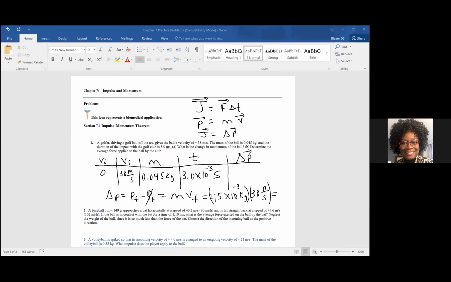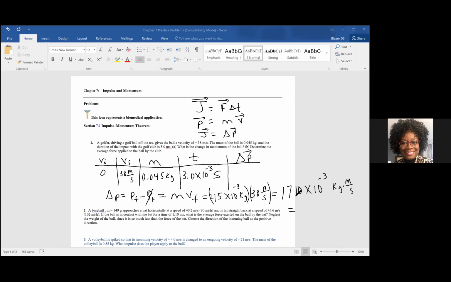Okay, now, once you give me the answer, I want you to do this. First of all, multiply 45 times 38, you'll get 1710, times 10 to the minus 3 kilogram meter per second. So how would I write that number in scientific notation?